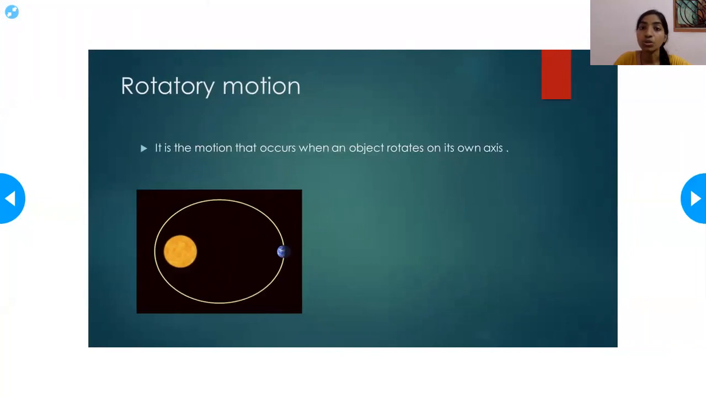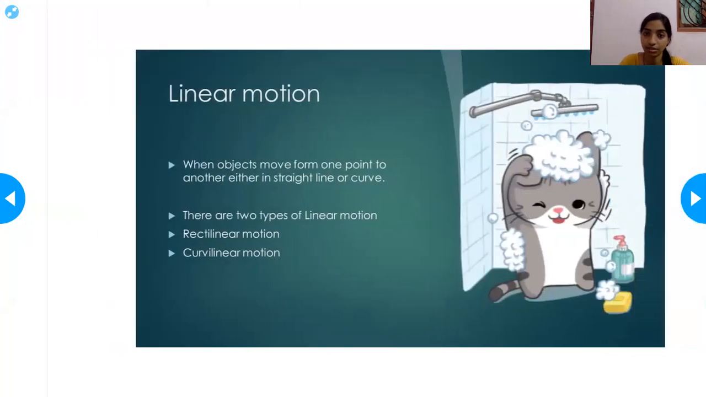Rotatory motion is when an object rotates in a circular motion, you can say about its own axis. For example, Earth rotates around its own axis and around the sun. That is an example of a rotatory motion. Let's see what the other two are.